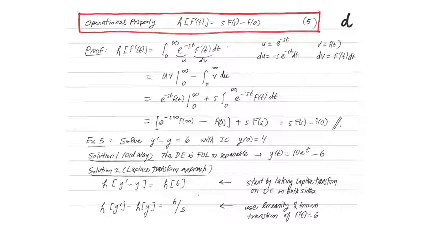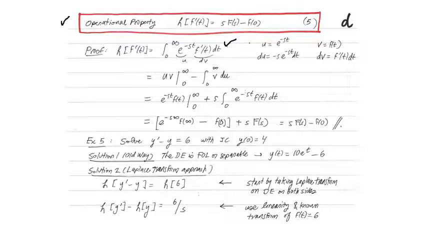For the application to differential equations, we need one more very important piece, which is called the operational property, a connection between the Laplace transform of a function and the Laplace transform of the derivative of the function. We're going to go ahead and look at the proof of that. Just like all the other proofs we've looked at, the first step is to take whatever we're working with and plug it into the definition. That's what's happening there, just replacing f of t in the definition of Laplace transforms by f prime of t.